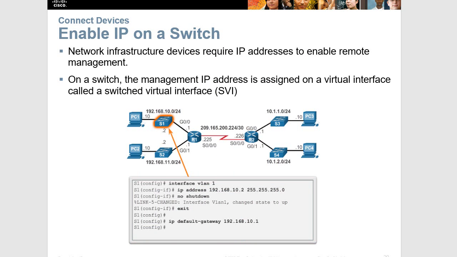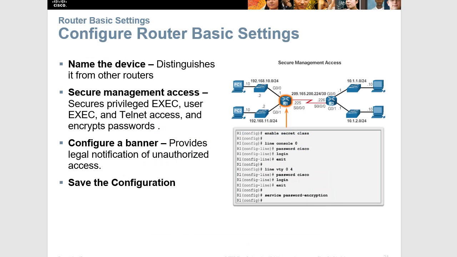Enabling IP on a switch. This is not new. We've gone into interface VLAN 1, IP address, and so on, no shutdown. If you want to manage remotely from outside the network, then you need to have a default gateway in order to make that happen. So we've done this command before. That's review. Again, more review commands: enable password or your privileged exec mode password, your line console 0 password, your line VTY passwords. Done this all before, so I'm just going to skip past that. I'll let you read that on your own.